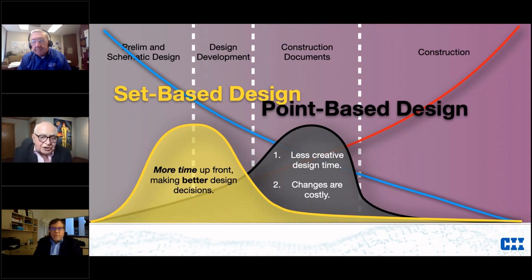So in traditional design and construction, we would focus on construction documents, on developing documents. But that means the designers have less creative time, and if you make any change, it's costly. By moving folks up front and using set-based design with target value delivery, we're able to make better design decisions early, cost them out, and design to a cost. And it's at this point early on that we'll set the estimated cost based on that 70% of things that are locked in on the left side of preliminary and schematic design.